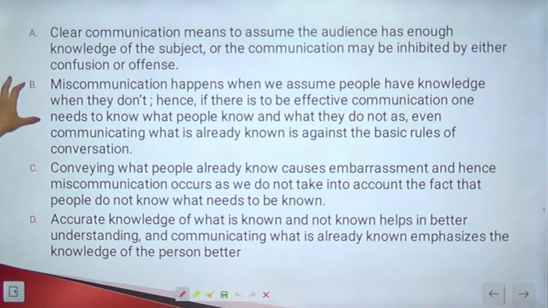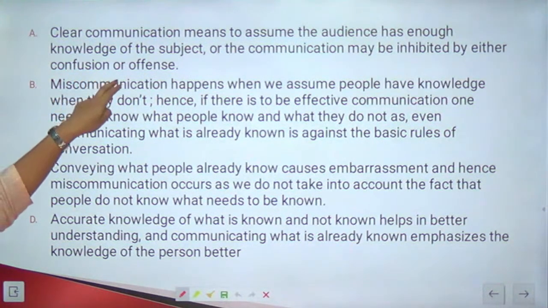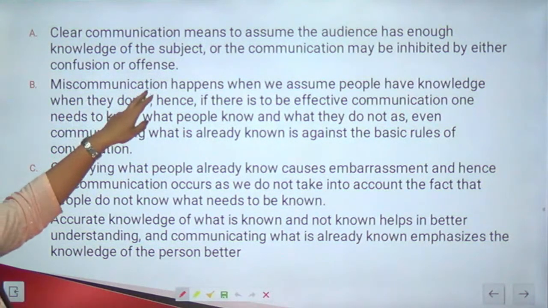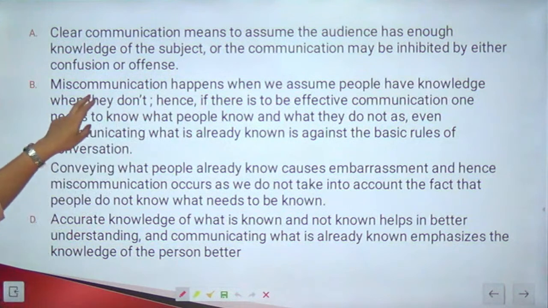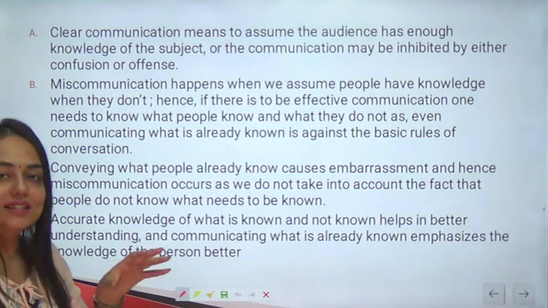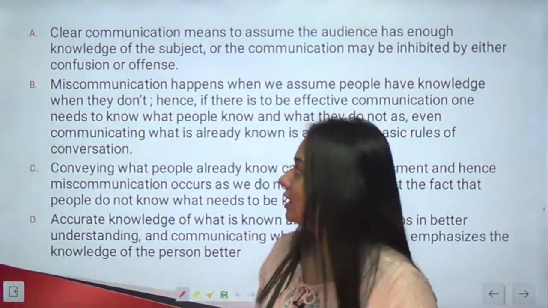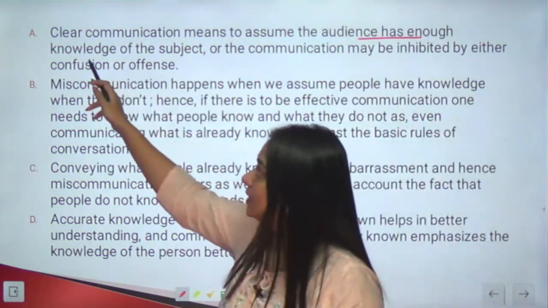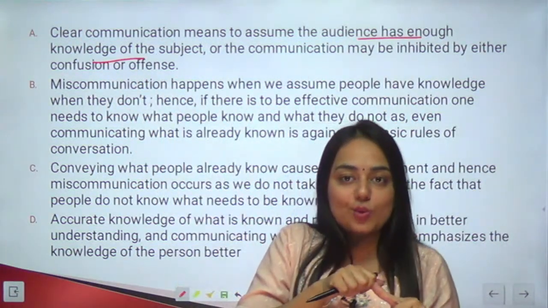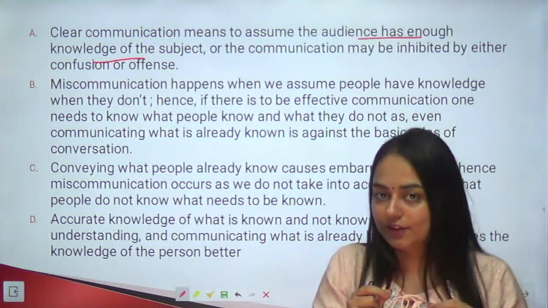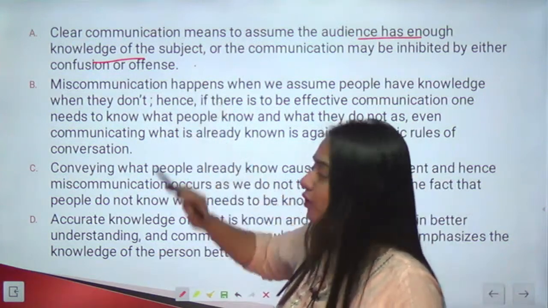The first one says, clear communication means to assume the audience has enough knowledge of the subject, or the communication may be inhibited by either confusion or offense. Is that right? No, that's not. It is saying something which is contrary to the passage, that the audience has enough knowledge. First, it was not directly given to us. This can be one answer, but it was not directly backed by the facts given in the passage. Let's just keep it as a choice for now.